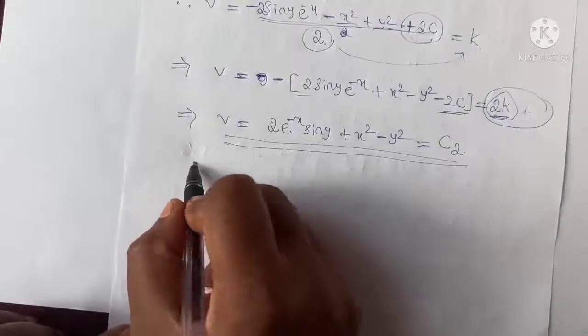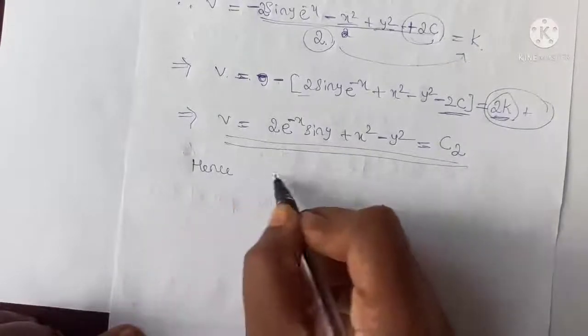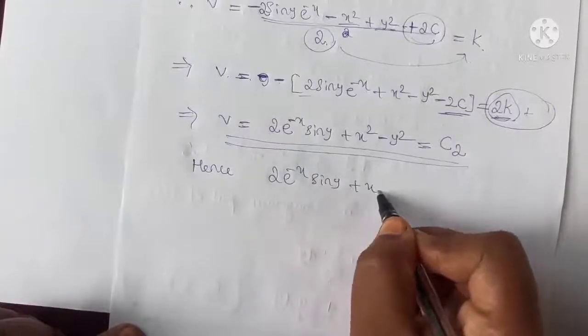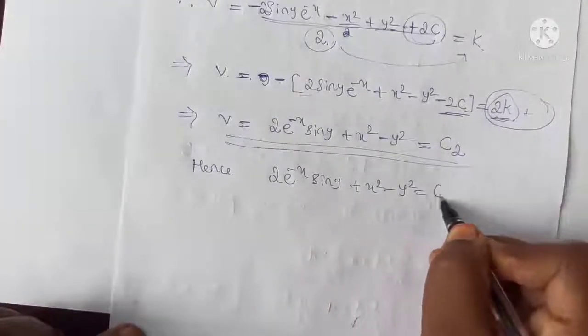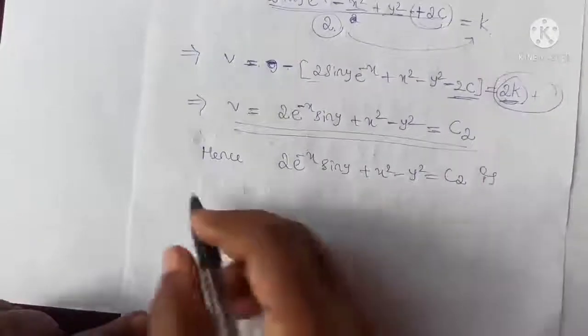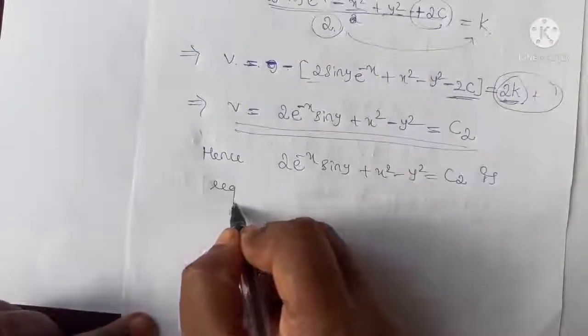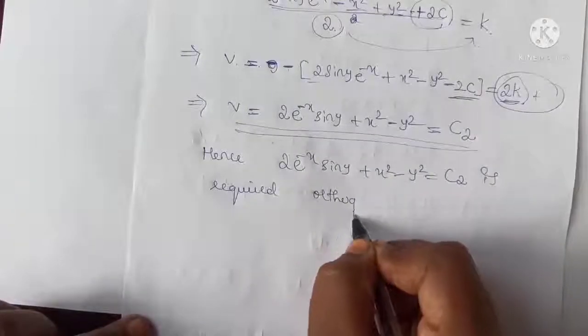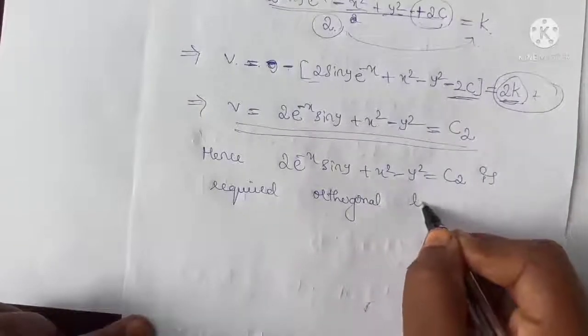Hence 2 e raised to minus x sin y plus x square minus y square is equal to c2, which gives the required orthogonal trajectories.